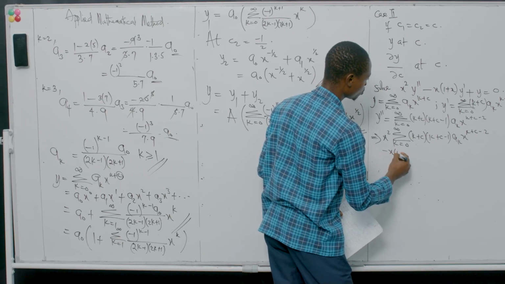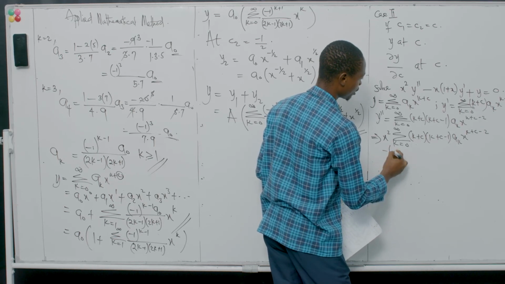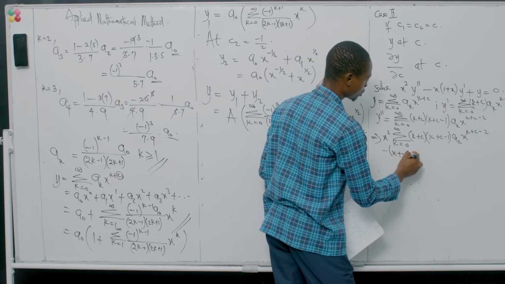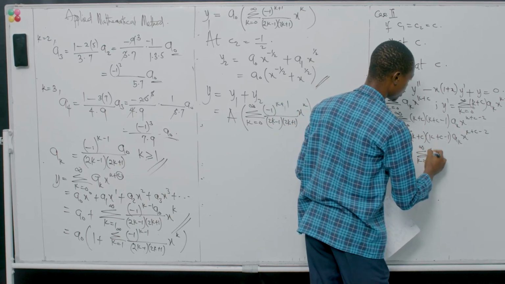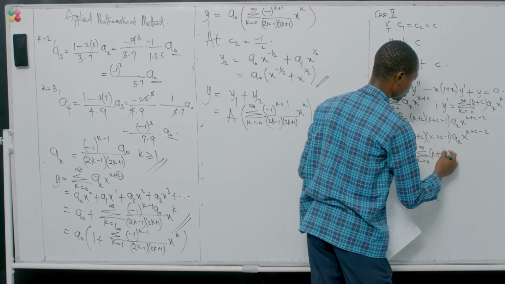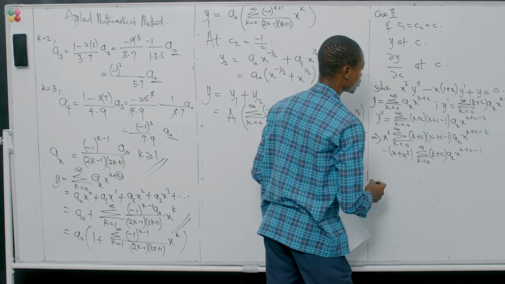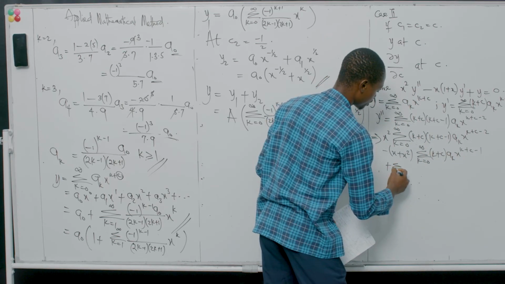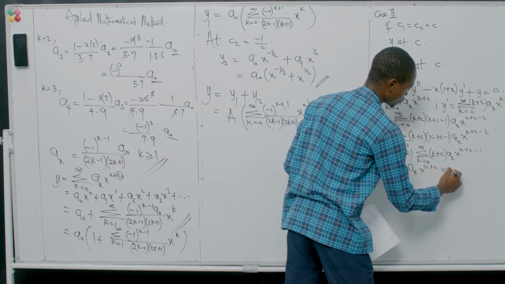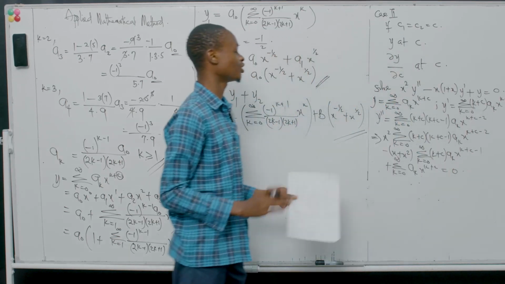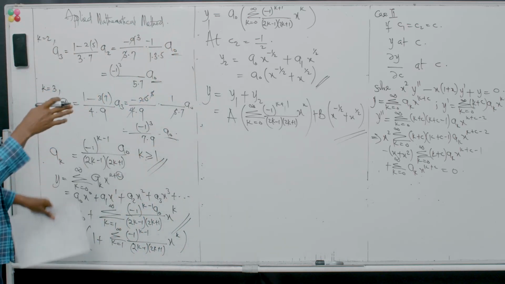Minus x into 1 plus x. So let's probably just expand it. Minus x plus x squared, summation k starting from 0 to infinity, (k plus c) ak x^(k plus c minus 1), then plus summation k starting from 0 to infinity, ak x^(k plus c), is equal to 0. I feel like all these points you should be getting the hang of by now.